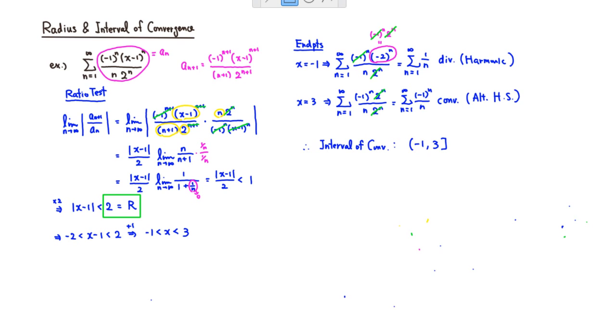All right, so I'm going to just box that out. So this is the interval of convergence, and the radius of convergence is equal to 2. All right, that's it. I hope that this was clear.